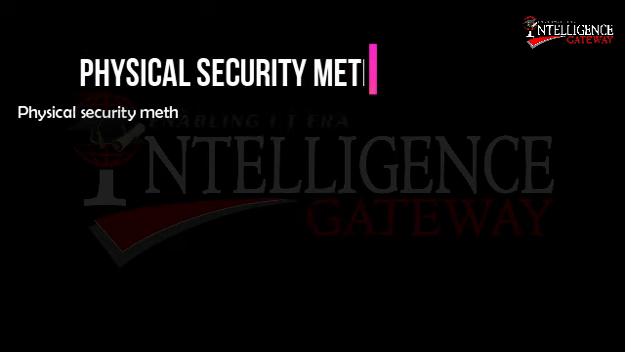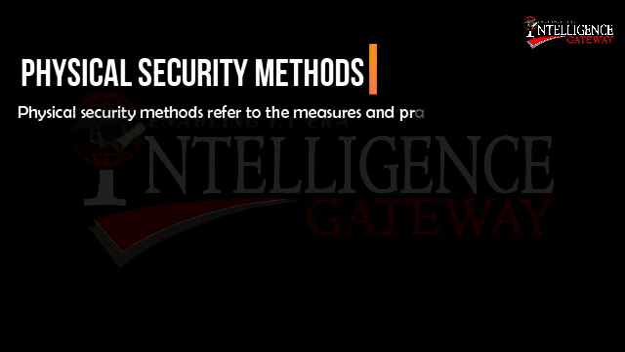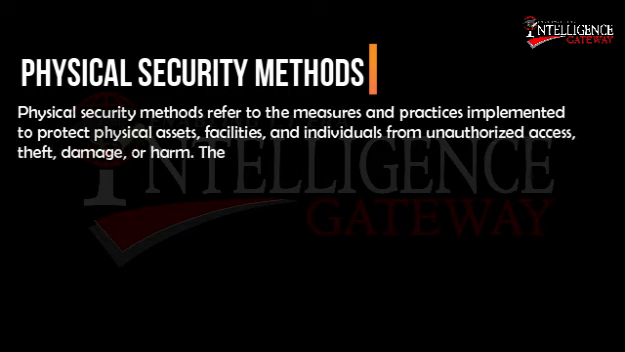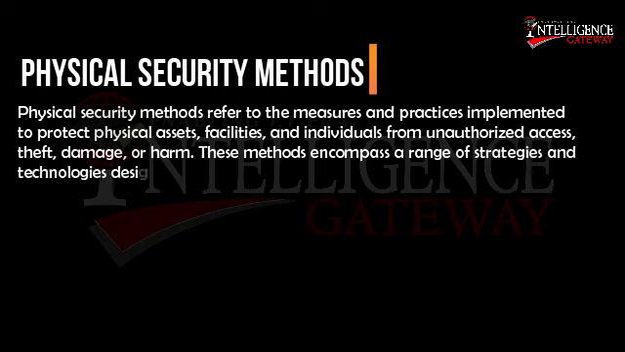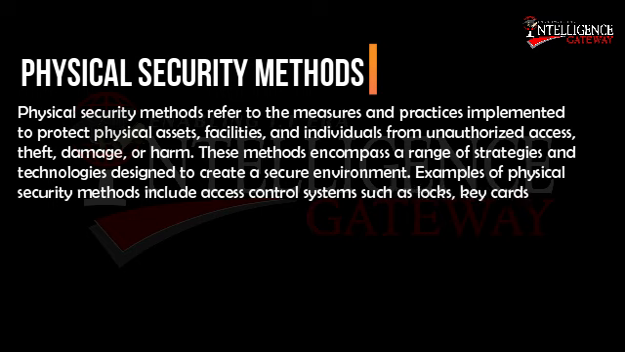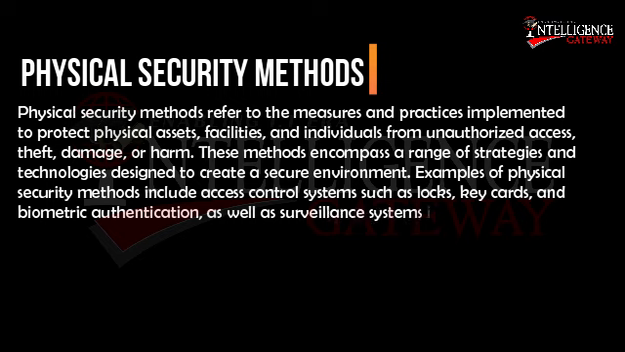Physical security methods. Physical security methods refer to the measures and practices implemented to protect physical assets, facilities, and individuals from unauthorized access, theft, damage, or harm. These methods encompass a range of strategies and technologies designed to create a secure environment. Examples of physical security methods include access control systems such as locks, key cards, and biometric authentication, as well as surveillance systems including CCTV, cameras, and alarms.